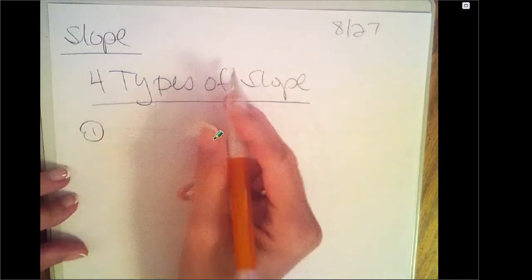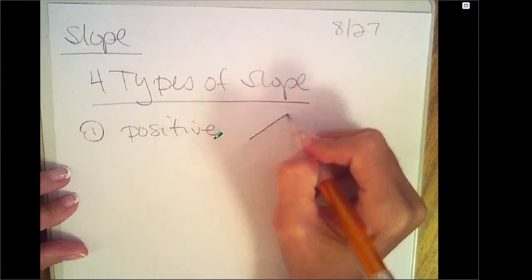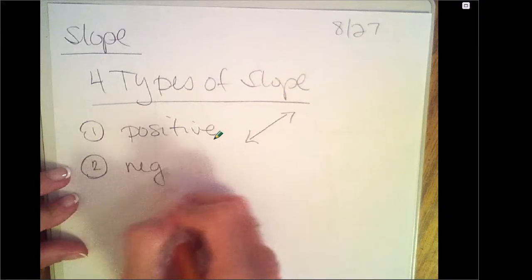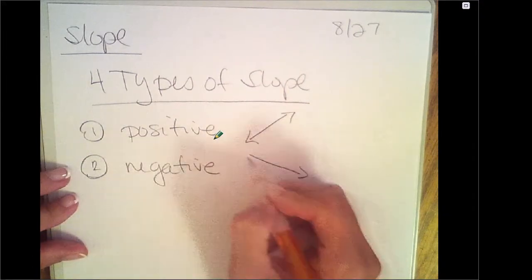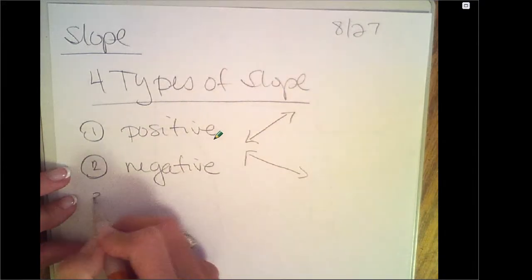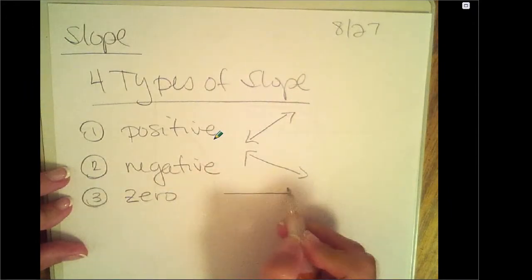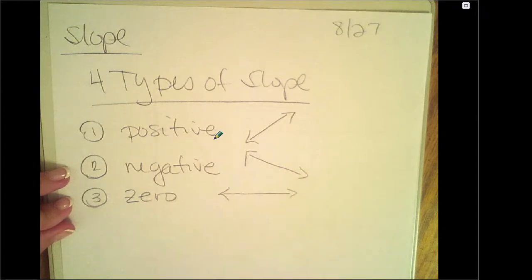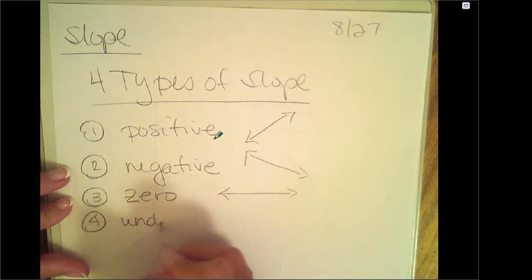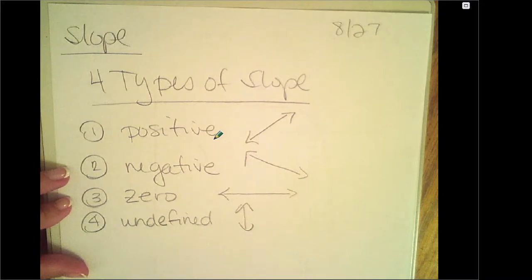Okay, 4 types of slope. The first one is a positive sloping line, and as you know, it takes that direction. Next is a negative sloping line, and it takes the direction of that. Next is a zero slope. A zero slope is a horizontal line. And then an undefined slope is a vertical line. So those are the 4 different types of slope.